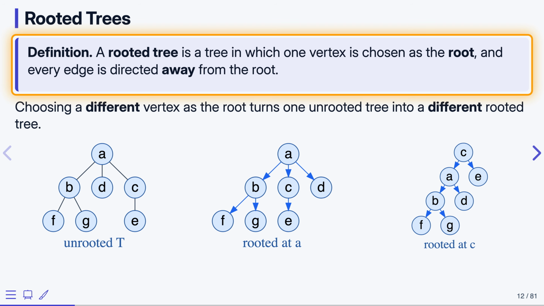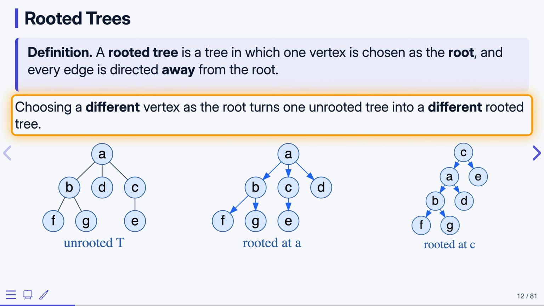Now we root a tree. To root a tree, we pick one dot and call it the root. Think of the root as the top of a family tree. Then we point every edge away from the root, going downward. Now the important part. The same unrooted tree can become many different rooted trees. It depends only on which dot you pick as the root.